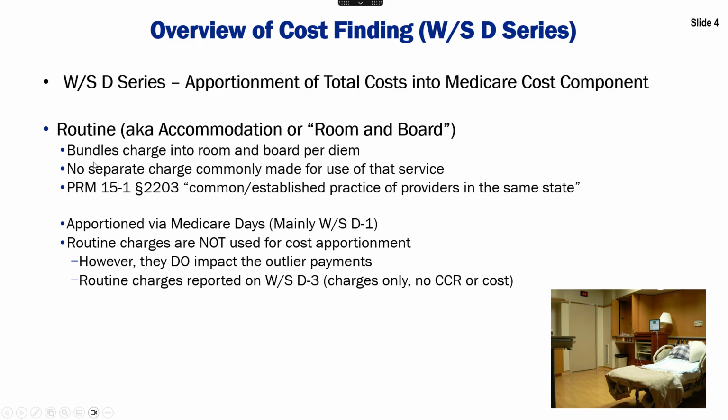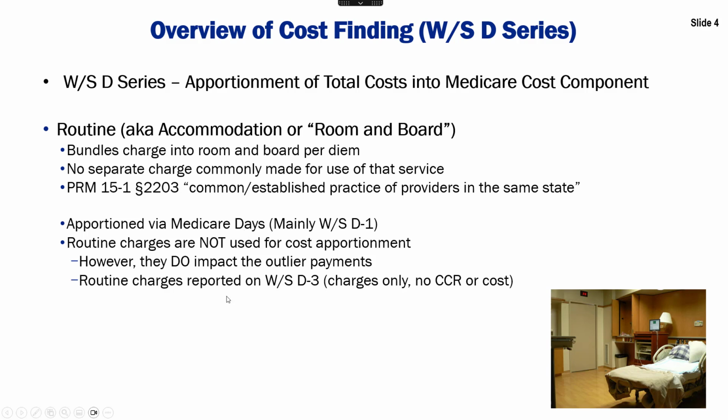So what happens here is these routine services, since there's no reason to believe that one patient in that same general acute care bed or that room might use more or less of a particular type of routine service, we can't apportion them based on charges. We just simply apportion them based on days. If you're in the room for 1 day, you get whatever that per diem was. If you're in there for 2 days, you get 2 times that. So those costs are not apportioned based on charge, they're apportioned based on Medicare day.